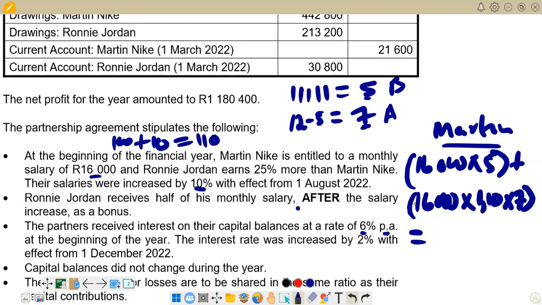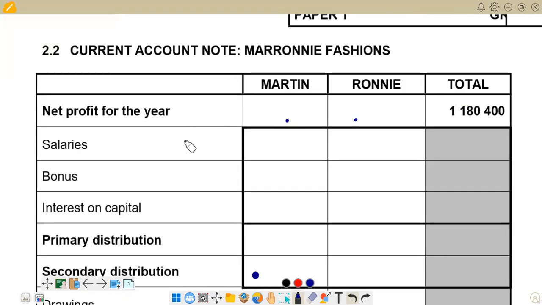You get 203,200. So this is the figure that we have. So you go with the figure and put it under Martin on the note. So here we've got 203,200. So that's what we have there. So we go back again to see now the salary for Ronnie.